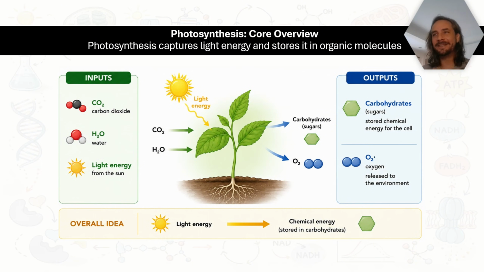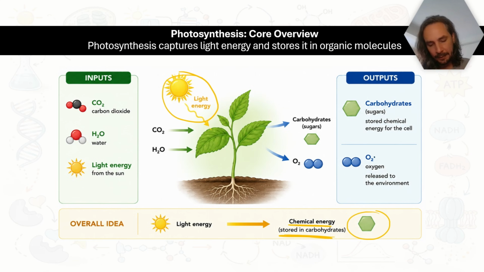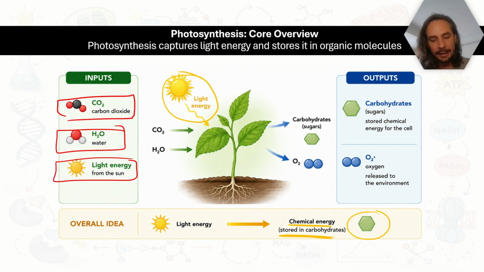So photosynthesis uses light energy. It captures that light energy and changes it into chemical energy that is stored in carbohydrates. Now, the inputs are that we need carbon dioxide, we need water, and we need light energy. Because without light energy, we can't store that light energy as chemical energy. The outputs are carbohydrates and oxygen.